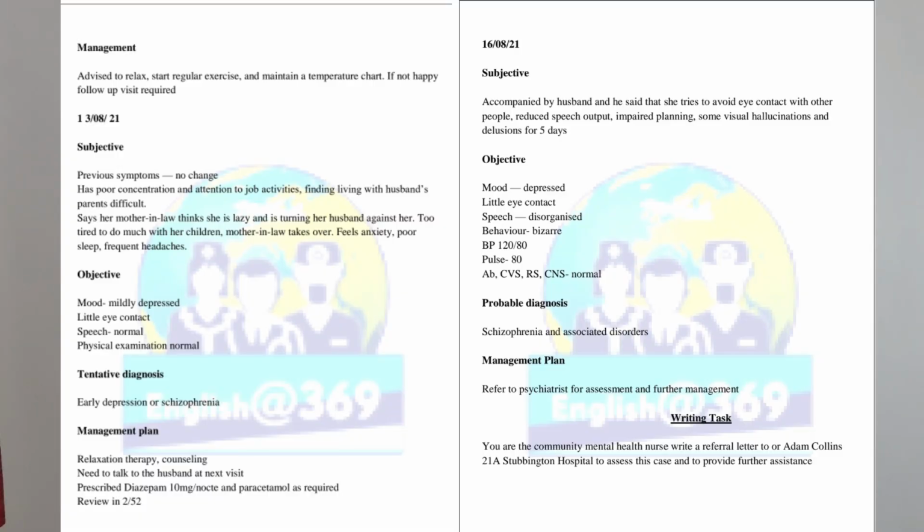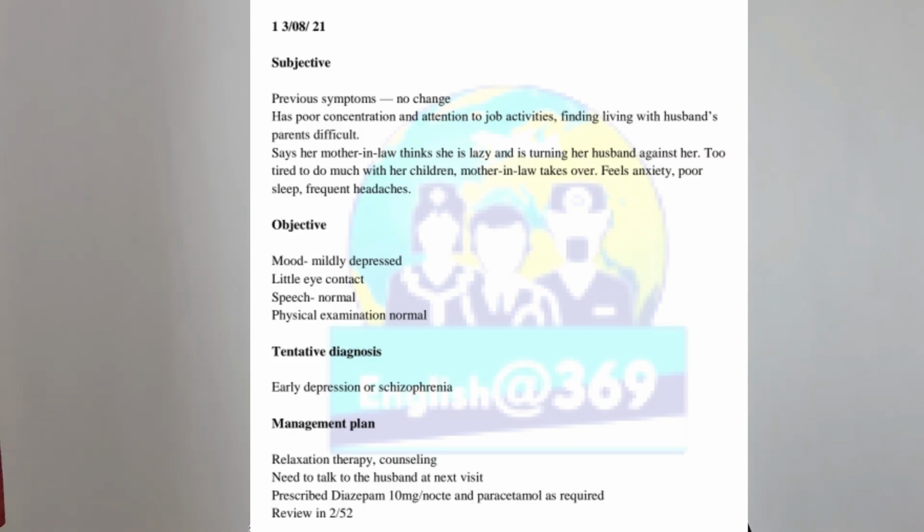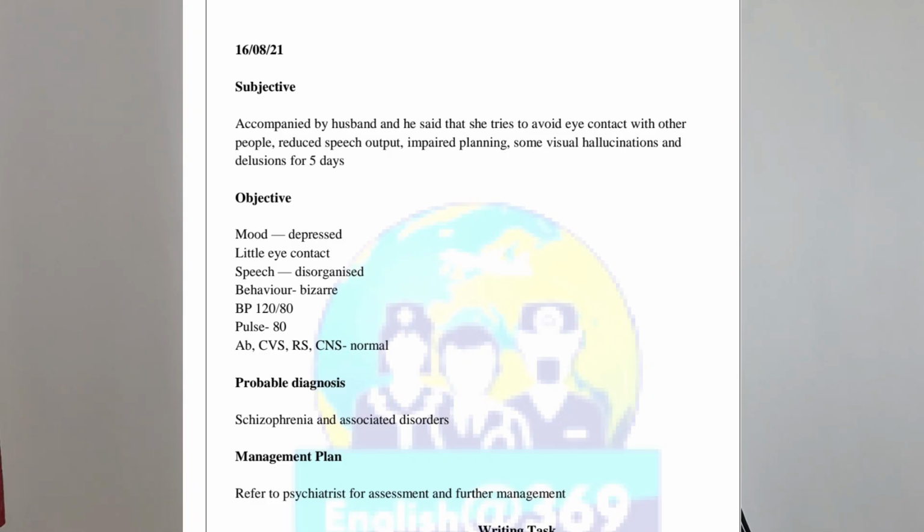It's always a problem when you come across these letters with different dates. Students always struggle to paraphrase the information when their letters are given on the basis of dates. So you have to always see how these dates have come across. So you can see subjective and objective data on her visit on 10th and what management was done. You can see subjective, objective, a tentative diagnosis and a management plan on 13th. You can also see on 16th again subjective, objective, a probable diagnosis and a management plan.